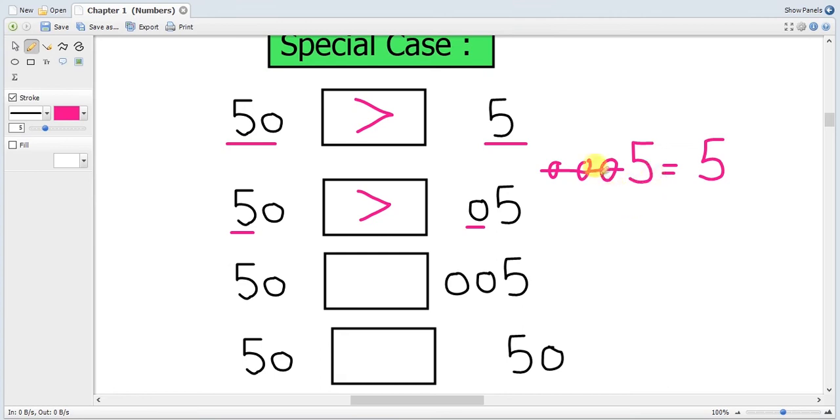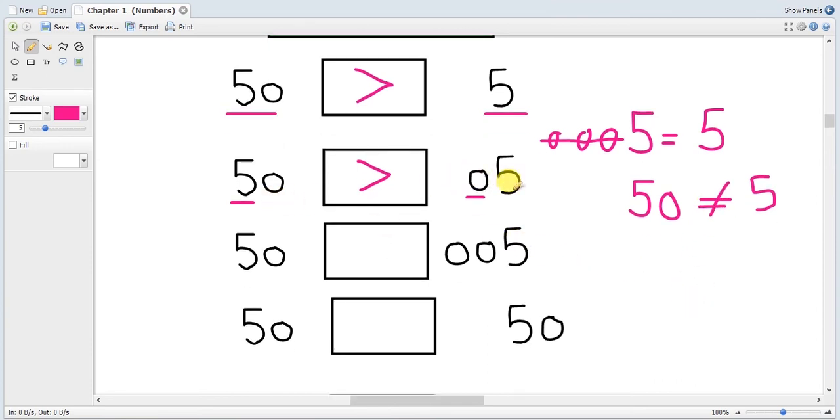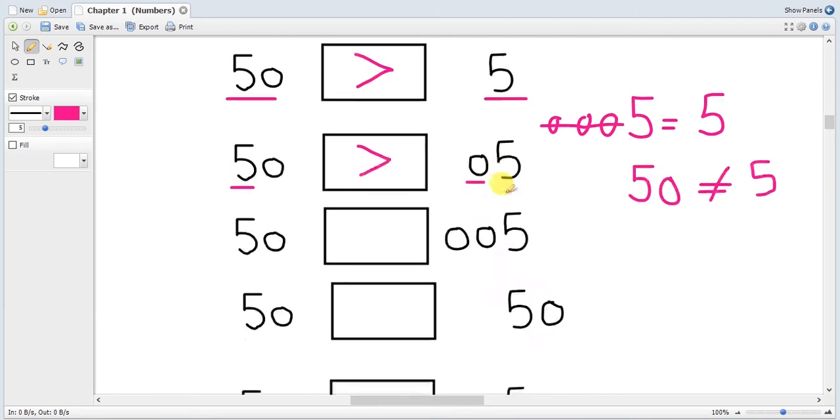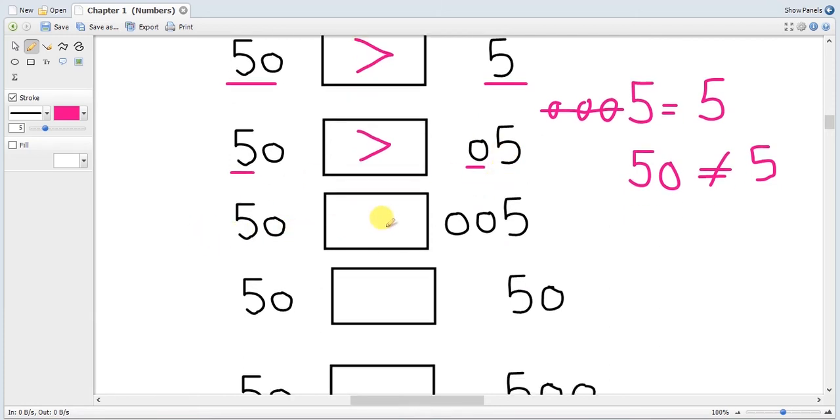But when this 0 shifts towards the right side, it no longer stays a 5, it becomes a 50. We cannot say that this 50 is equal to 5. It is not equal to 5, right? So basically this 05 is the number 5. Same here: is 50 bigger or smaller than 005? 005 means these two zeros have no worth. They are just here to confuse you, right?